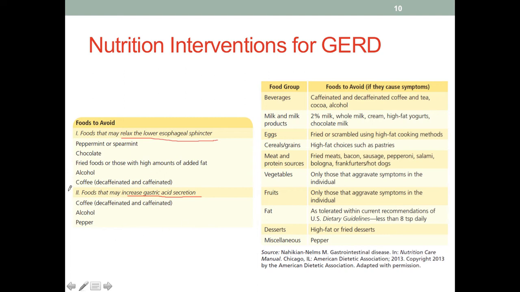And if we look here at coffee and then also alcohol, we see that they fall under both of these two categories. So they not only cause the loosening of the sphincter muscle, but also increase the gastric acidity. Therefore, these are the ones that we really want the patient to stay away from.